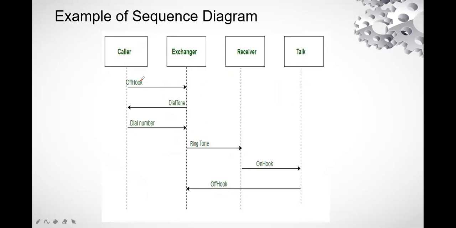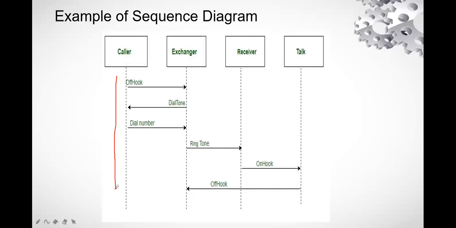This is the first point. At the exchanger, the dial tone will be received. Next, the caller is going to dial the number. Through the exchanger, there will be a ringtone. It is going to connect with the receiver, and we can listen to the ringtone. Once it is connected, the receiver can talk, and then go on hook. And lastly, when it is disconnected, it is going to define the off hook through the exchange. So here we are defining the sequence of events.